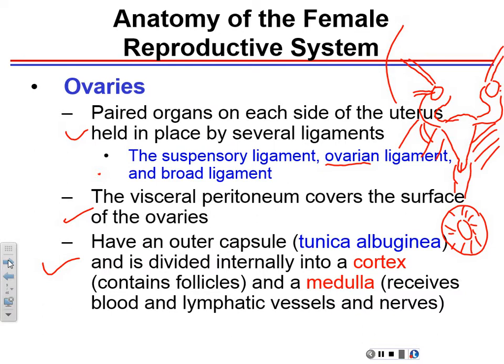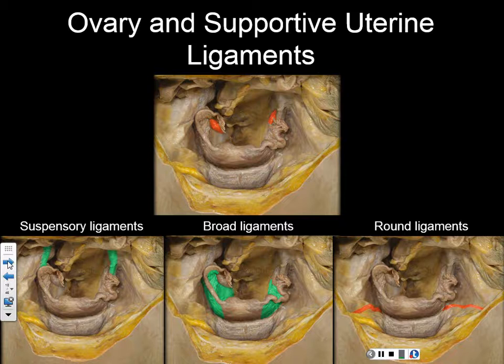So just know the basic ligaments that hold the ovaries, and also the structure of the ovaries in the two layers, the cortex and the medulla in the middle with the blood vessels. And of course the tunica albuginea, which we also saw in the male, it's a connective tissue covering the ovaries. So that's the ovaries, the primary organs.